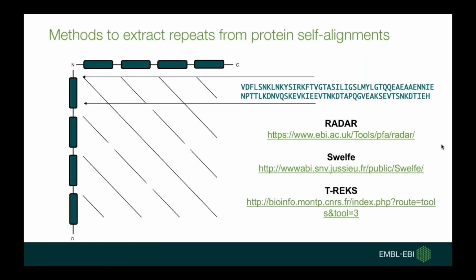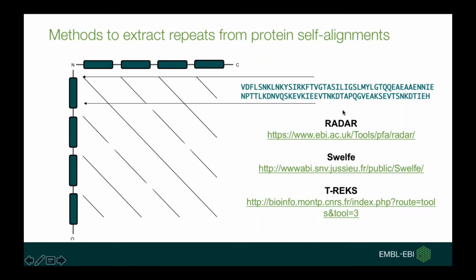There are a few methods that, from these self-comparison dot plots, can extract the repeats, because they will just try to reconstruct off-diagonal lines and build consensus sequences out of this. A few of them are RADAR, SWELFE, and T-REX.